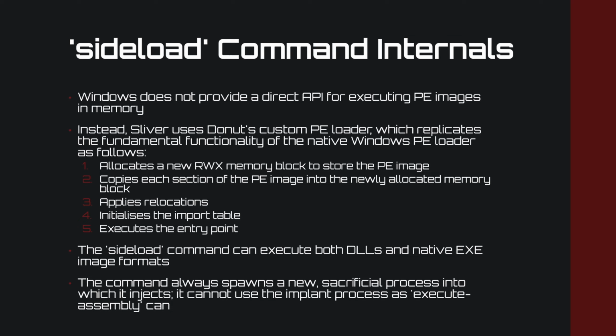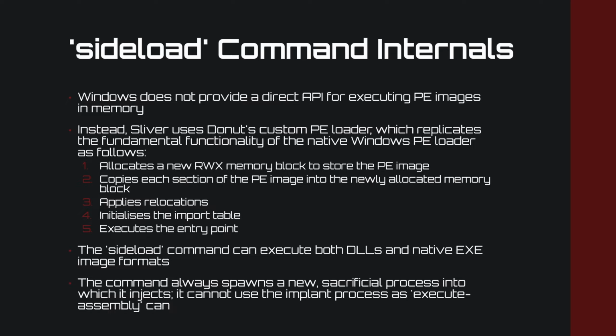Both use Donut to convert the given image into shellcode and inject it into a process's memory. However, since unmanaged code has no awareness of app domains as managed code does, we cannot leverage the CLR as we have done previously. Instead, the sideload command functions by utilizing Donut's custom PE loader, which replicates most of the fundamental functionality of Windows' own loader. Windows does not provide a direct API for executing PE images in memory, hence Donut has its own.